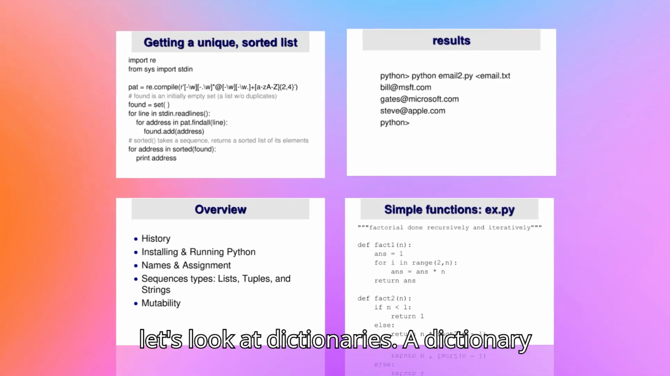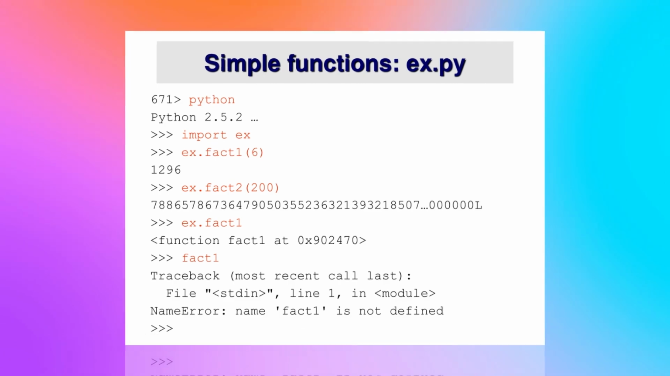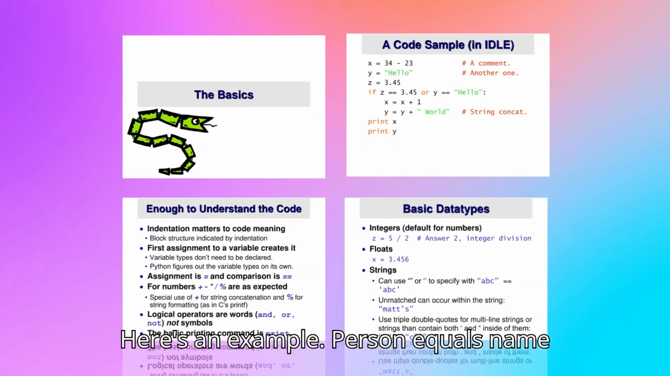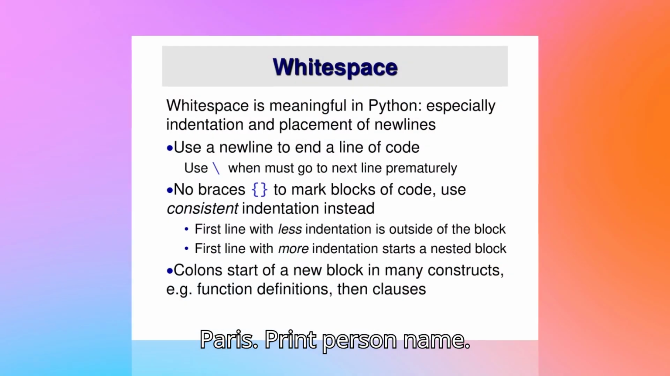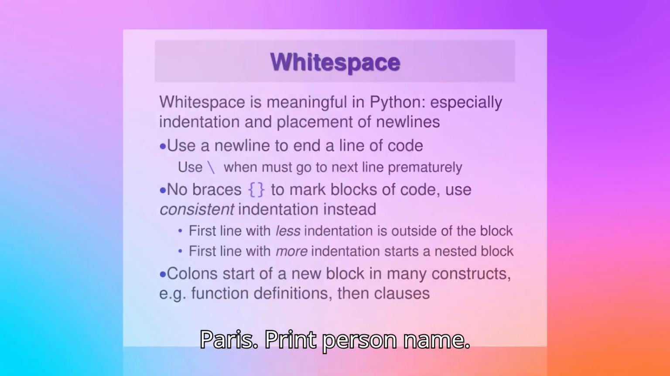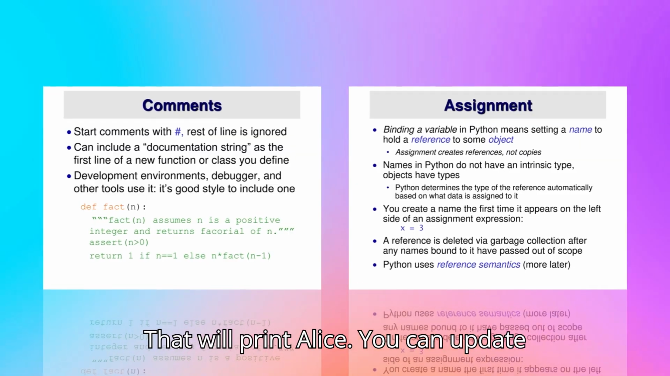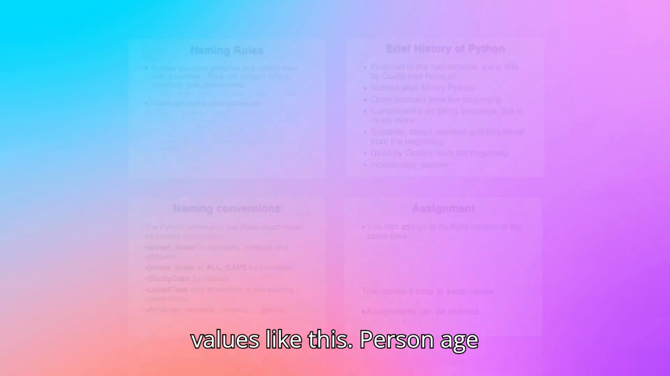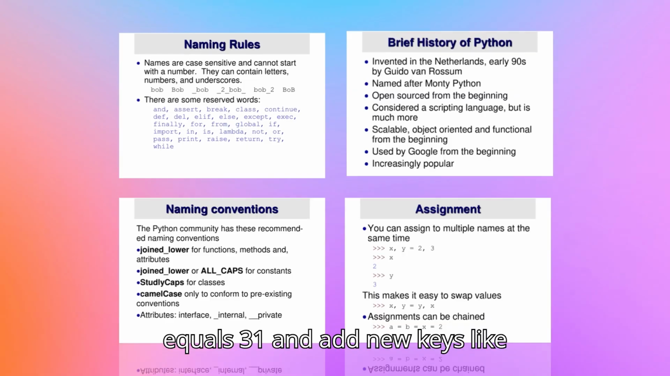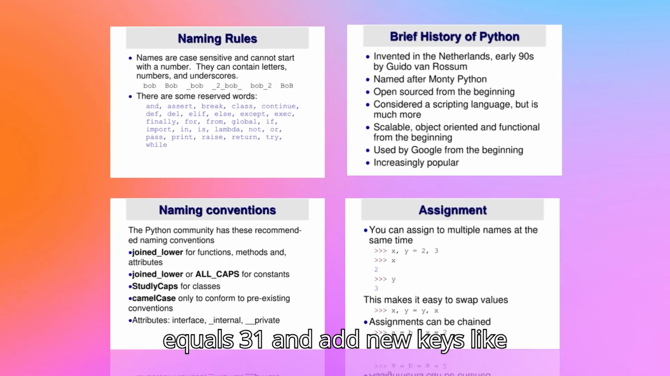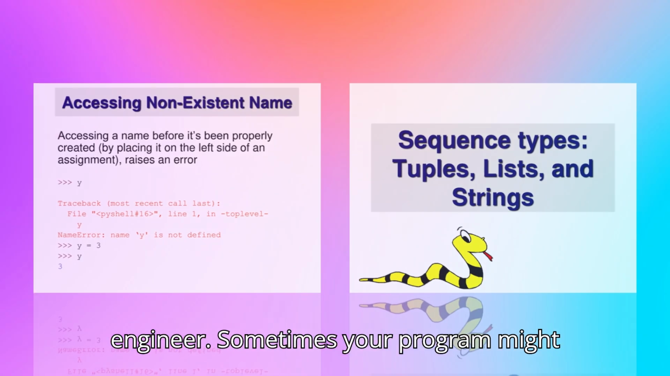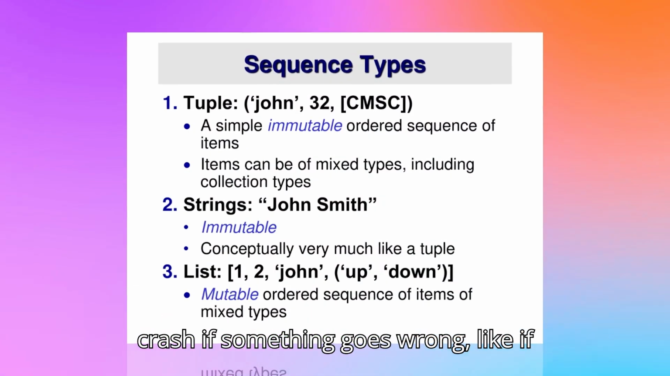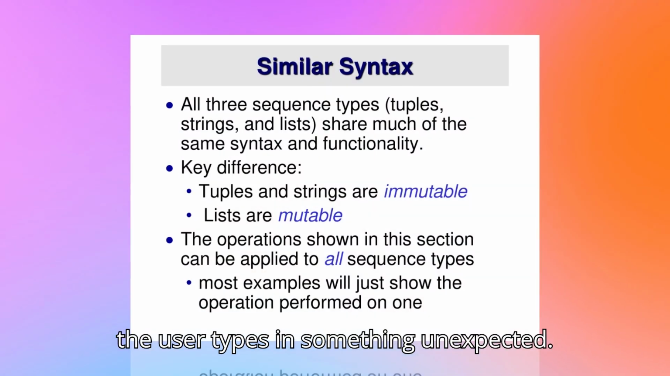Now, let's look at dictionaries. A dictionary stores data in key-value pairs. Here's an example. person = {"name": "Alice", "age": 30, "city": "Paris"}. print(person["name"]). That will print Alice. You can update values like this. person["age"] = 31. And add new keys like this. person["job"] = "engineer".